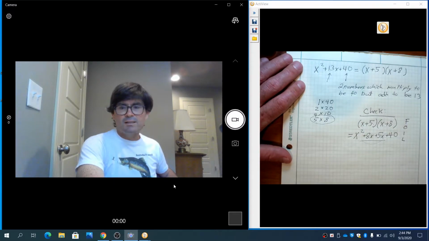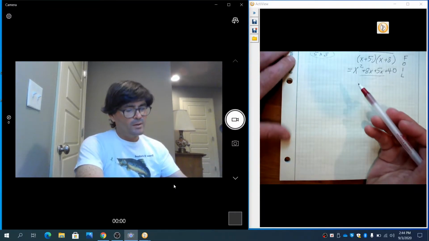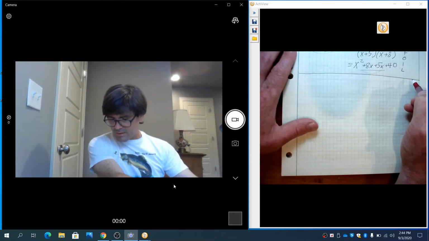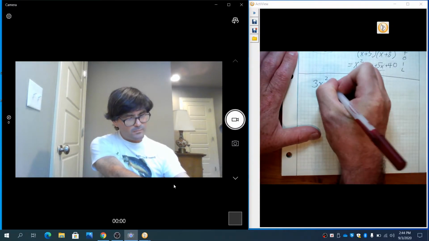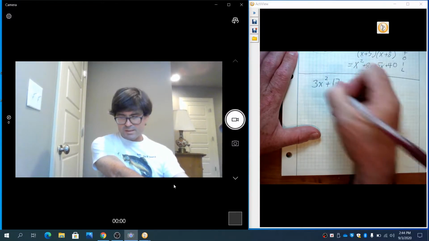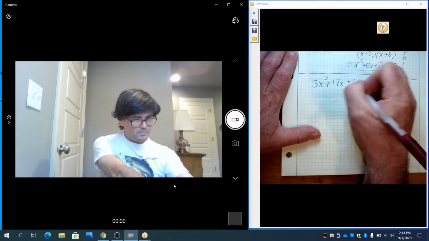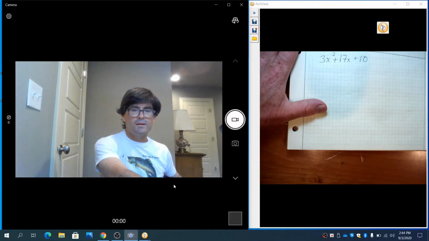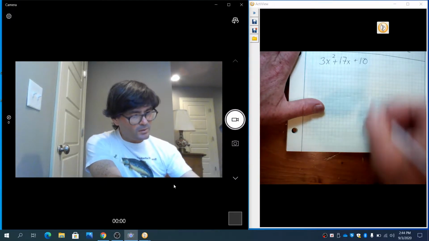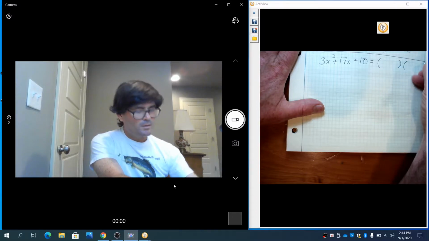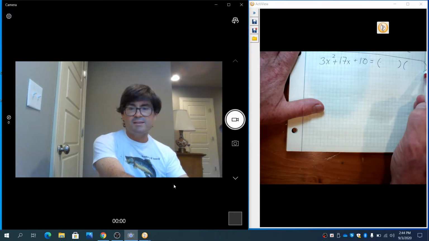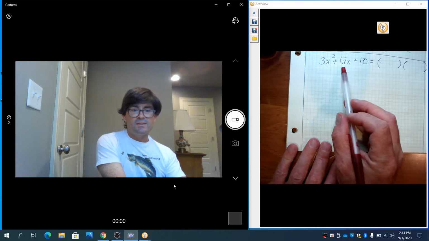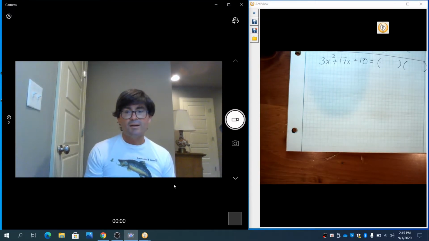Next, I want to do one that has a number that is not just 1 in front of the x squared. So I'm going to move this down a little bit. And we are going to do 3x squared plus 17x plus 10. Okay, there we go. So again, the goal is to think of two numbers that multiply, the first two terms multiply to be 3x squared, and then the last two numbers multiply to be 10, and then the outers and inners add up to be 17x. So that's a little trickier than you might think.